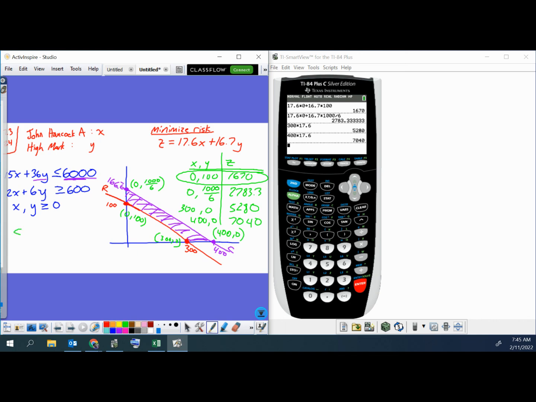What was her name? Sandy? Sandy will minimize risk to 1670 by investing in 100 shares of Highmark and none of the John Hancock.